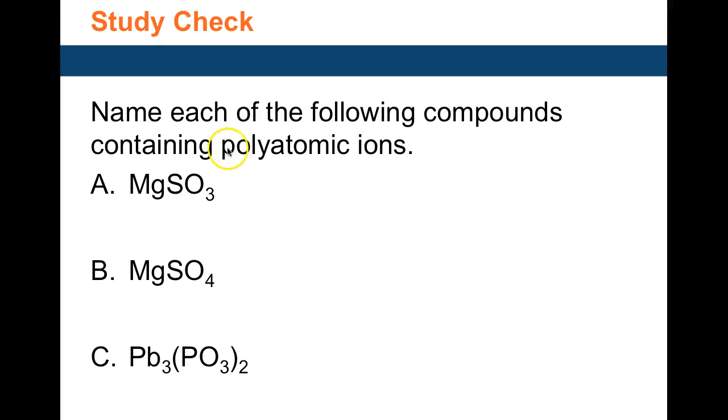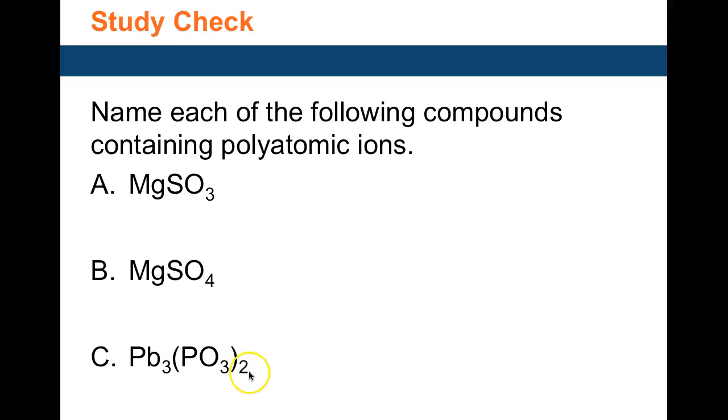So name each of the following compounds containing polyatomic ions. This is magnesium. This is sulfite. It's a -2. Magnesium is +2. Charges are balanced. So magnesium sulfite. Again, this is magnesium +2. Sulfate is -2. Charges are balanced. Magnesium sulfate.